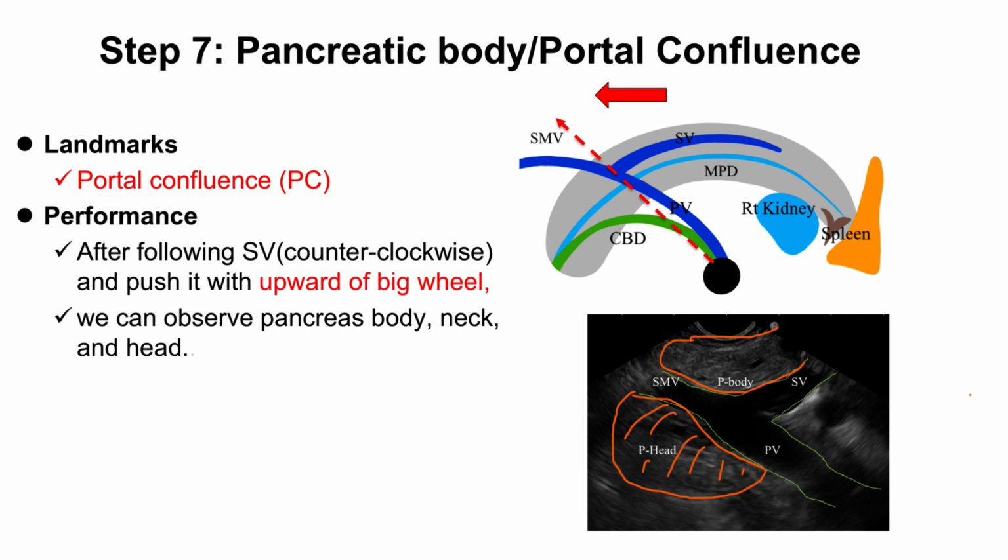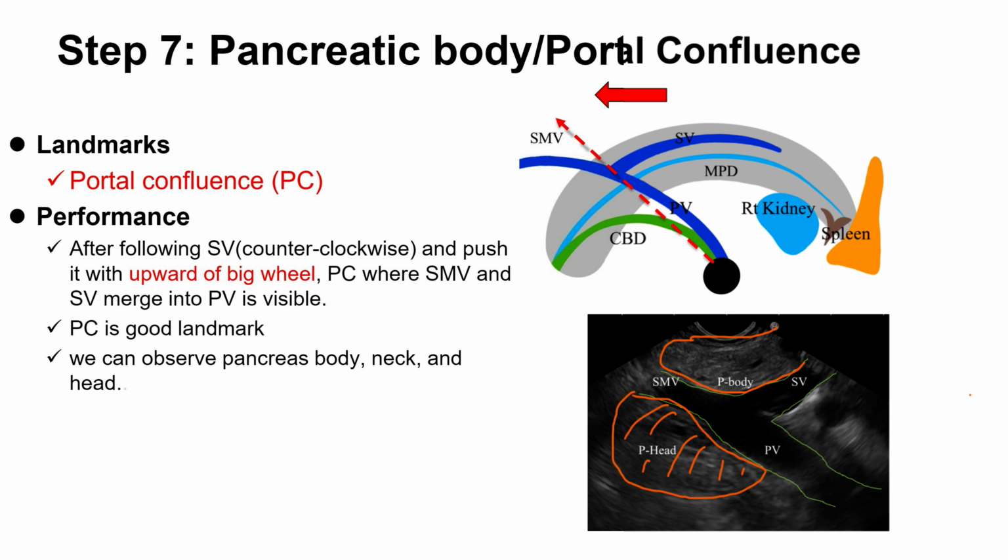The seventh step is to identify the pancreatic body and the portal confluence. The key landmark in this step is the portal confluence. After following the splenic vein while rotating the scope counterclockwise, we then use the large wheel to push the scope upward. This brings into view the confluence where the superior mesenteric vein and splenic vein join to form the portal vein. The portal confluence is an excellent landmark for examining the pancreatic body, neck, and head.